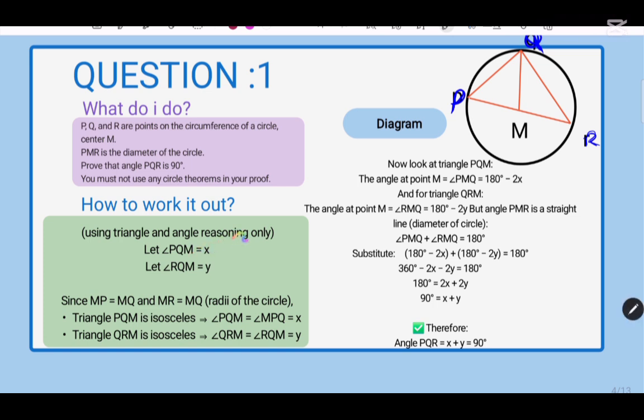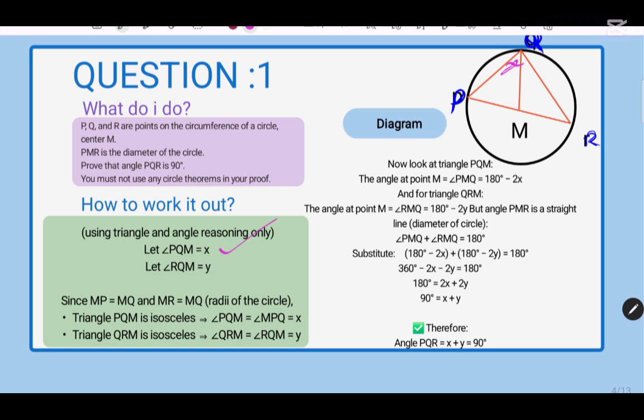Let angle PQM equal X. Angle PQM, meaning the angle at point Q on the left side of the middle line, this angle here, let it be angle X. So I'm going to put X as the value. Now I've settled this step.